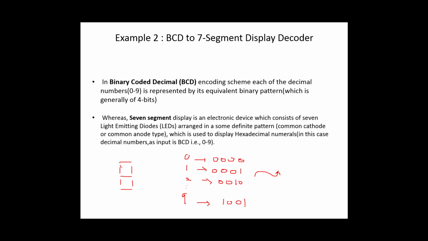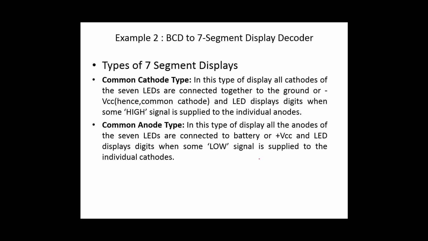So a 7-segment display is something like this. It has got 7 light emitting diodes. They are named as A, B, C, D, E, F, and G. So it means at least 7 inputs are required to glow them, whereas the BCD is of 4 bits. So there must be an intermediate circuit which could convert the binary coded decimal into the 7-segment display compatible format. This is the basic aim of our today's lecture.